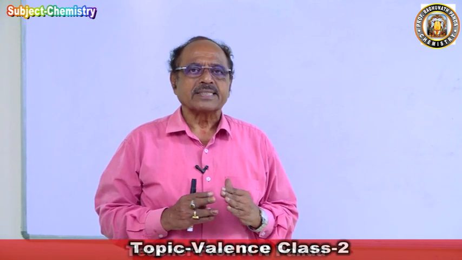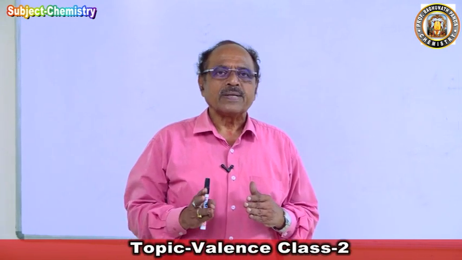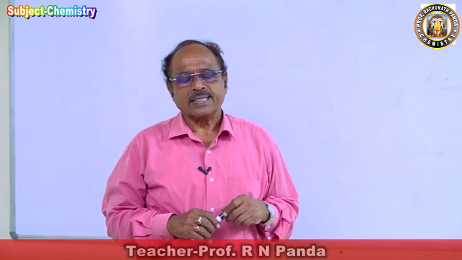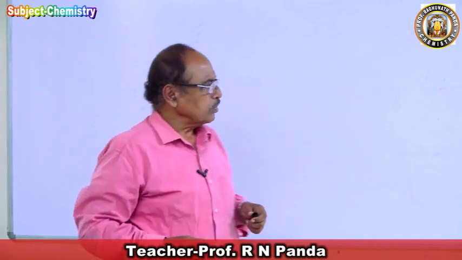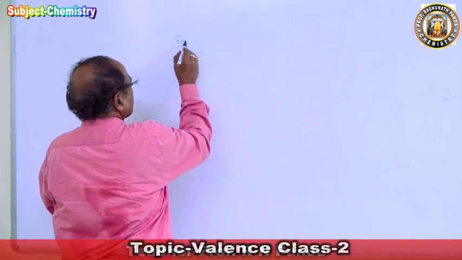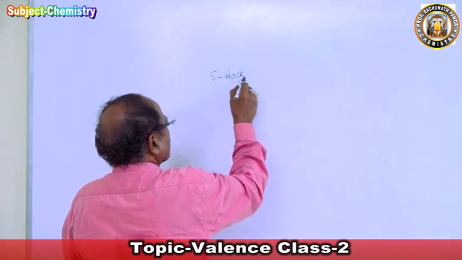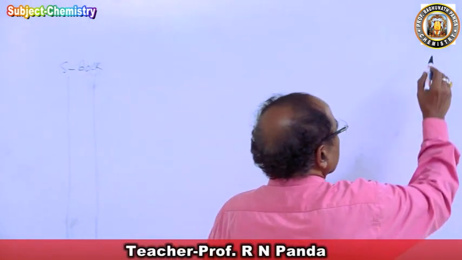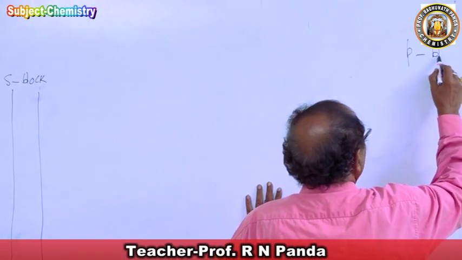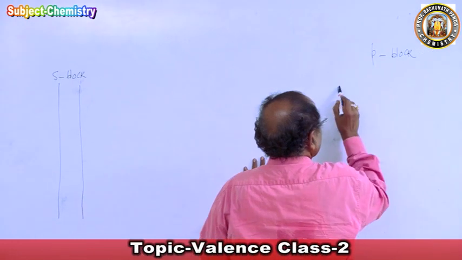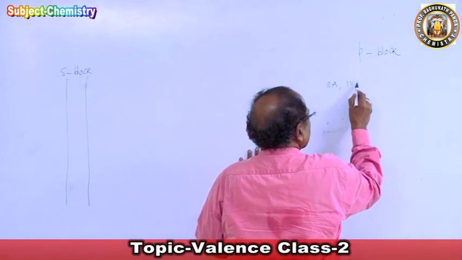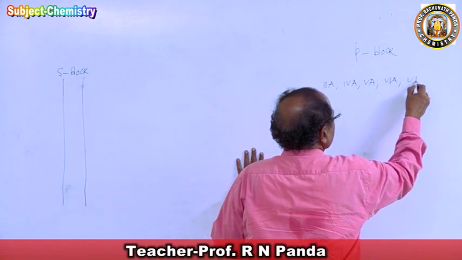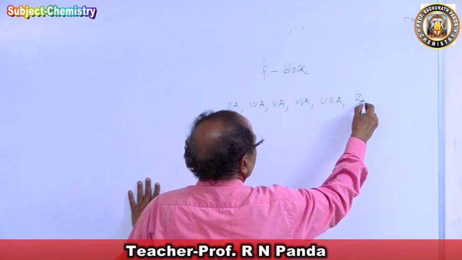In the long form of the periodic table, there are groups 1A and 2A. They are called the S block and the P block according to their electron configuration. As I told you, in the whole periodic table we have the S block in the extreme left with 1A and 2A. Then we have the P block in the extreme right with 3A, 4A, 5A, 6A, 7A and the 0 group.